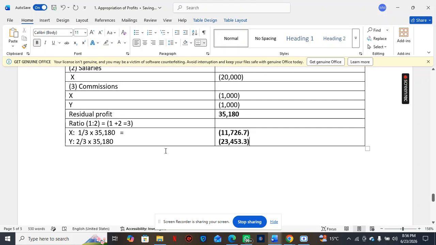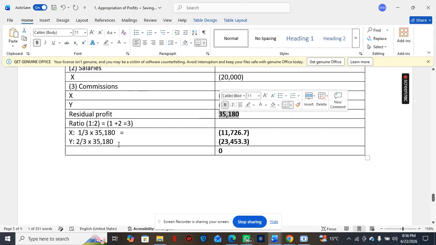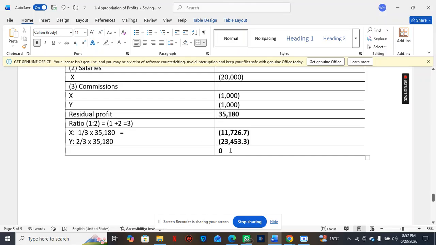Mr. Y, that is his share of the profit, 23,453. Such that when you subtract these amounts from 35,108, you should remain with a balance of 0, because the 35,108 has now been split between the partners. So Mr. X gets 11,726. Mr. Y gets 23,453.3.